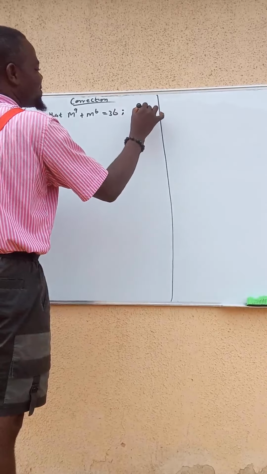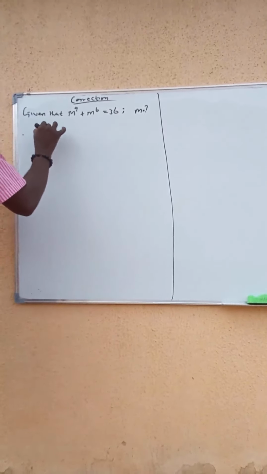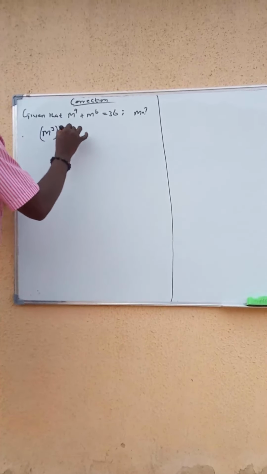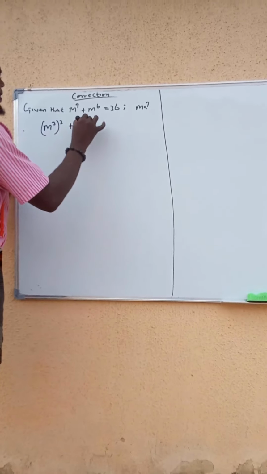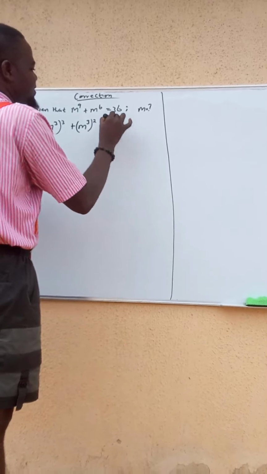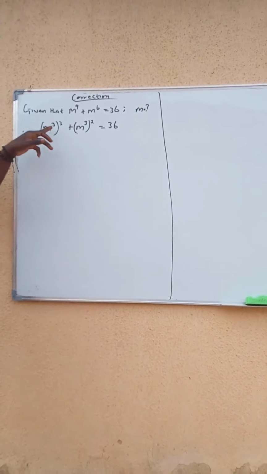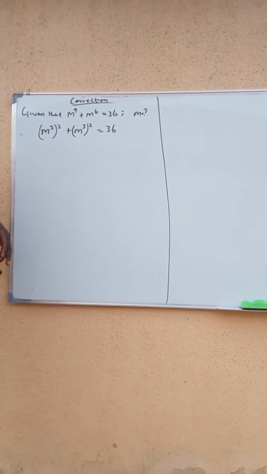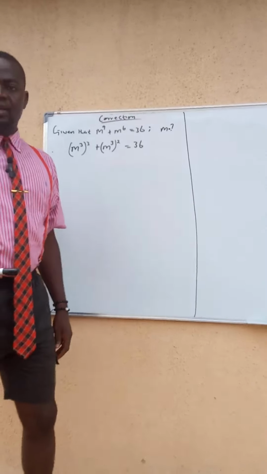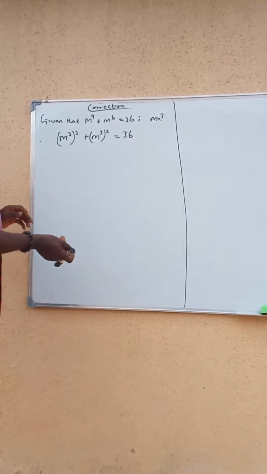The m is unknown. Now, if I go like this, that's m raised to power of 3 to the power of 3 plus m raised to power of 3 to the power of 2 is equal to 36. I've not done anything wrong, because according to the power law, 3 times 3 is 9. When you have power in this way, you multiply. So 3 times 2 is 6, and this is the 36.